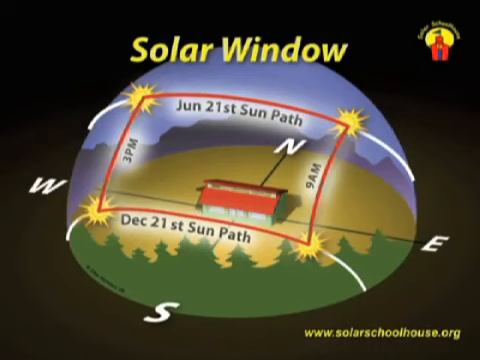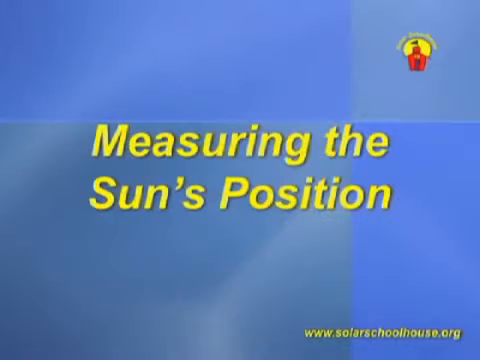Before installing a solar electric system or building a passive solar home, builders and installers analyze the building site's solar window and see if there are any shading obstacles. To chart the boundaries of the solar window for a real location on the Earth's surface, we need to know how to actually measure the sun's position in the sky.